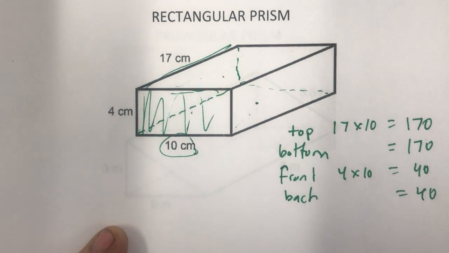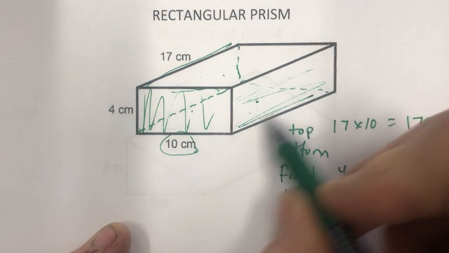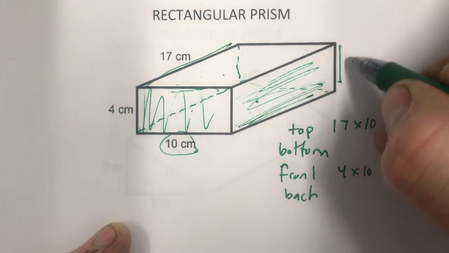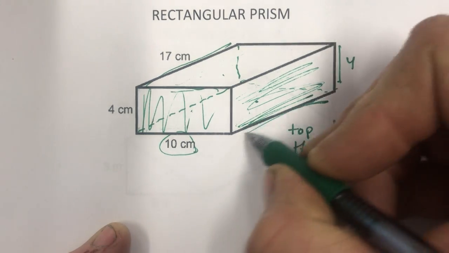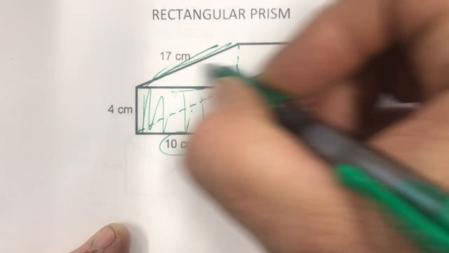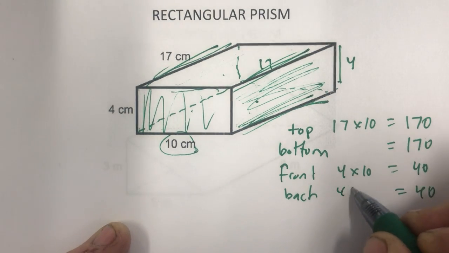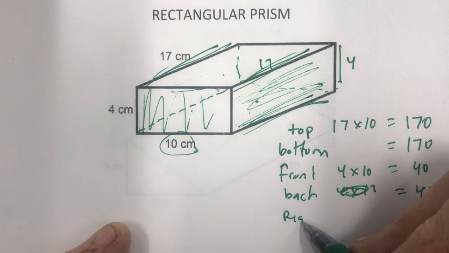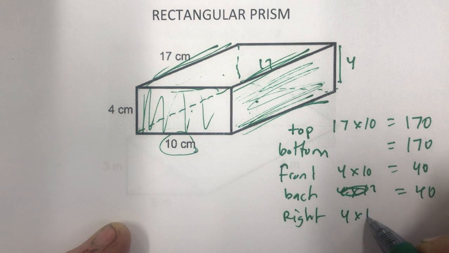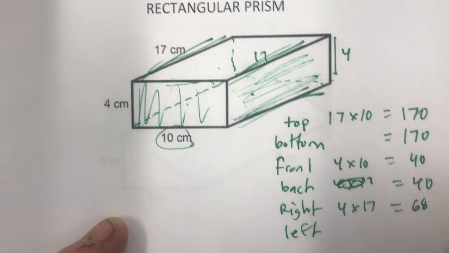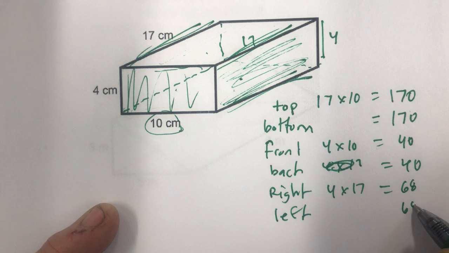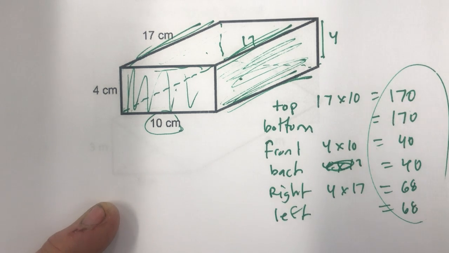All right. Then we have this right piece. This right piece right here, it's also 4 tall. How long is it right here? Well, it looks like over here 17. This would transfer over here 17. It's 4 times 17, which is 68. That means the left is also going to be 68. And there you go. There's all my surfaces.